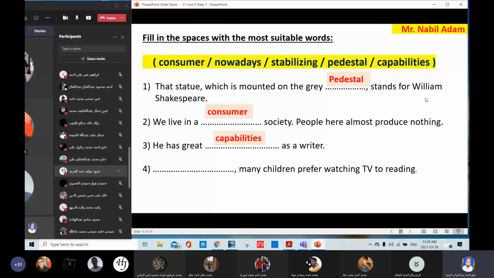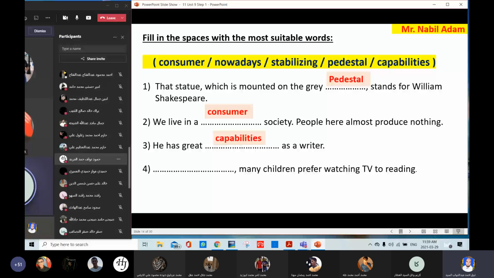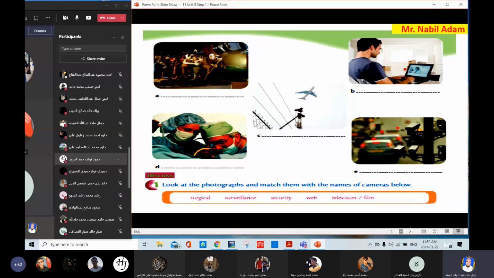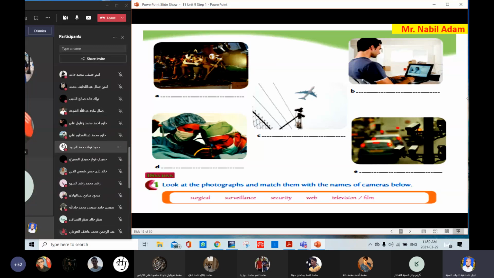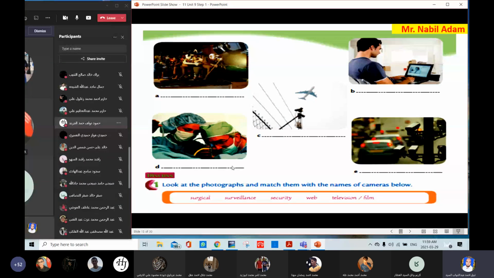Now here you've got five pictures. Look at the photographs here and match them with the names of cameras below. Here there are different cameras and there are different uses for cameras. Surgical, civilians, security, web, television, film. Now write one of these words under each picture. Look at these photographs. Picture A.